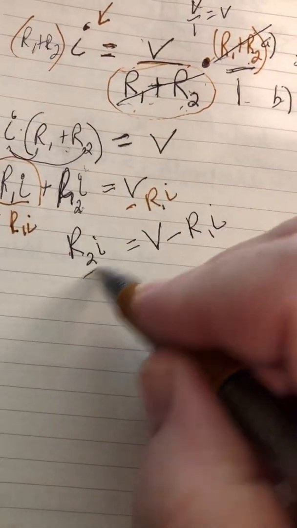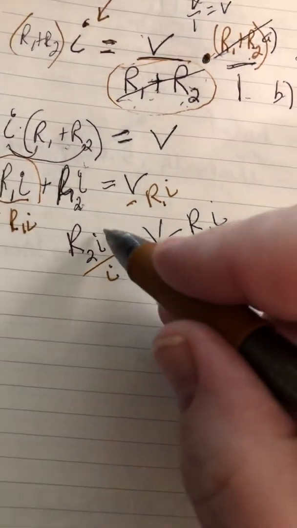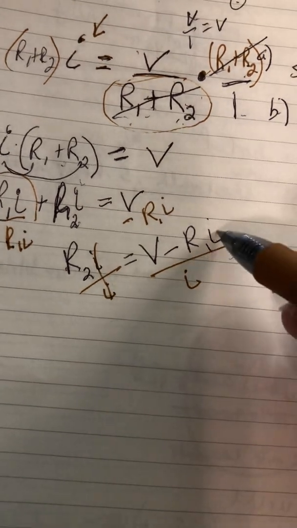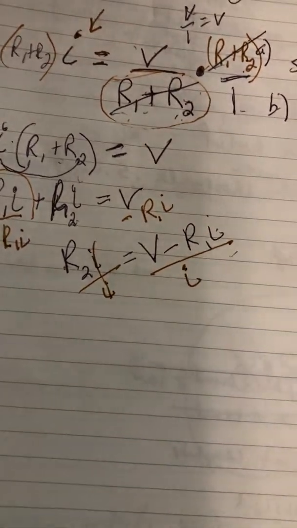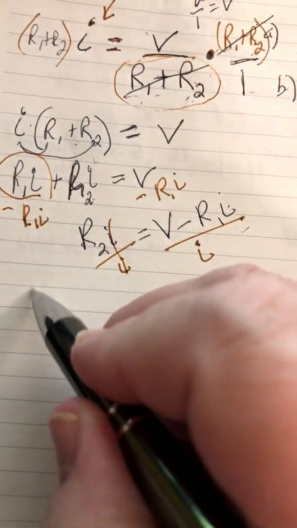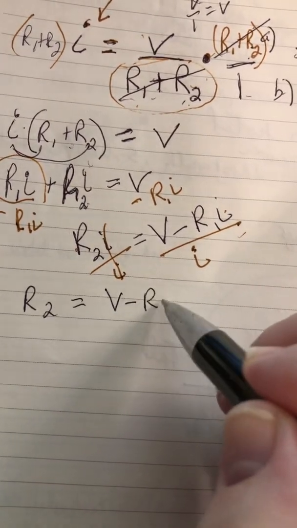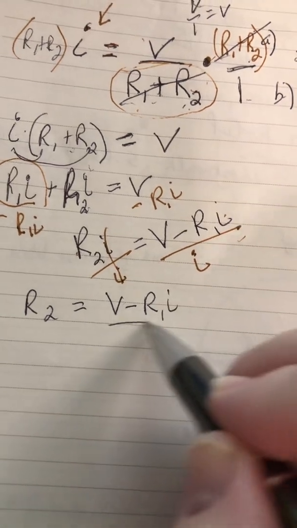And then to get R2 alone, we have to divide by I here so that that'll cancel out. And we need to make sure we divide by I here. Now these I's cannot cancel out the way I wrote it. So right now what we have is R2 is equal to V minus R1I over I.